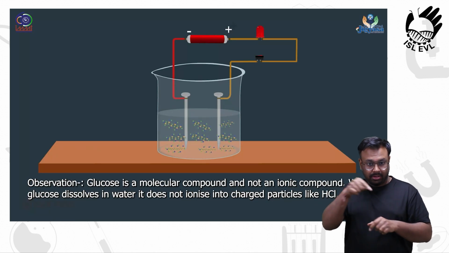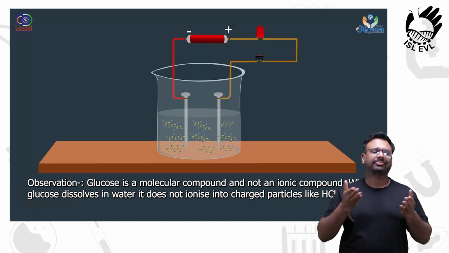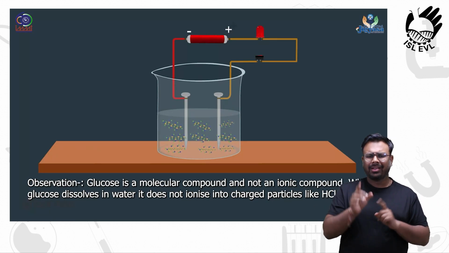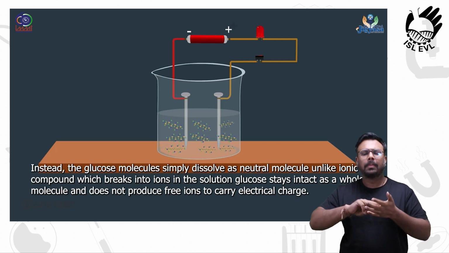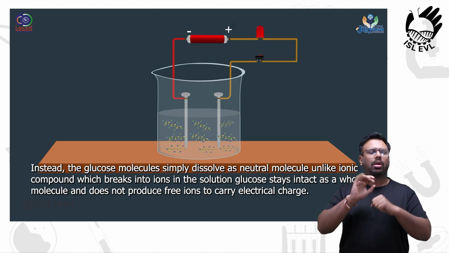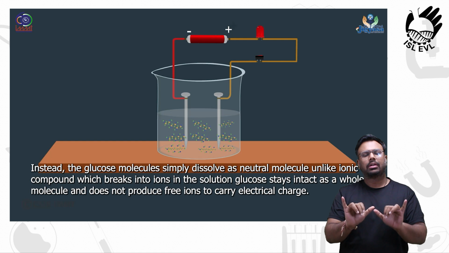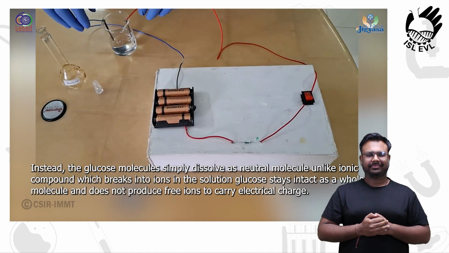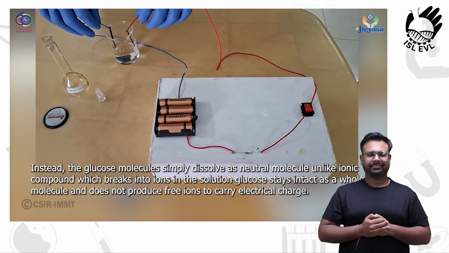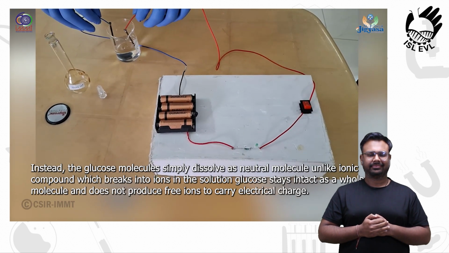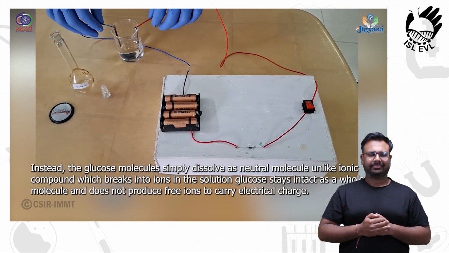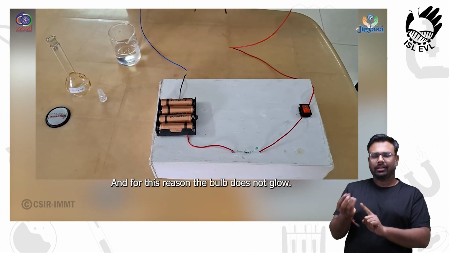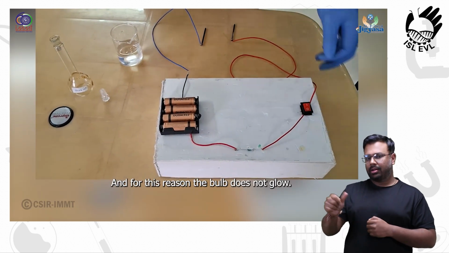When glucose dissolves in water, it does not ionize into charged particles like HCl. Instead, the glucose molecules simply dissolve as neutral molecules, unlike ionic compounds, which break into ions in the solution. Glucose stays intact as a whole molecule and does not produce free ions to carry electrical charge, and for this reason the bulb does not glow.